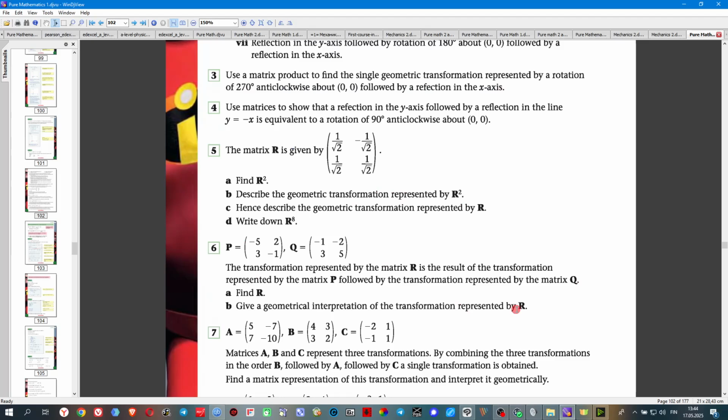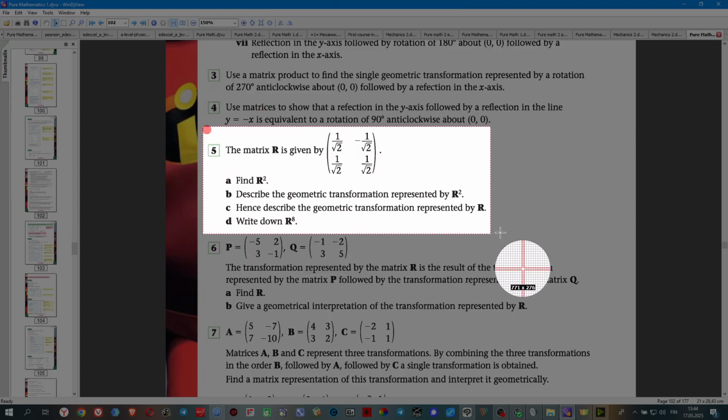Okay, we will solve the next one. The next one will be number 5. We have matrix R, a 2 by 2 matrix. We need to find R square. We need to describe the geometric transformation represented by R square and the geometric transformation represented by R, and write down what is R to the power of 8. So let's solve this one.